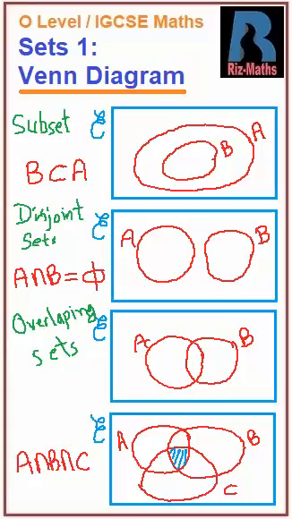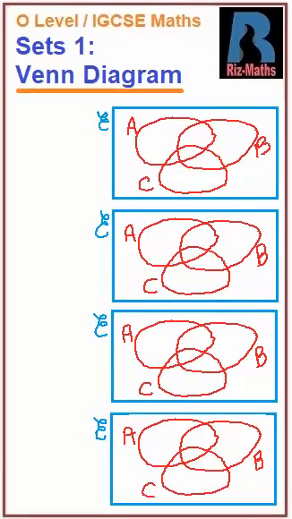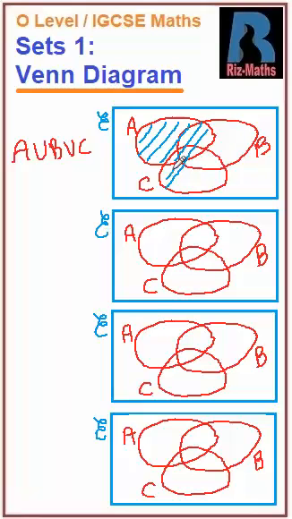Now some more cases of the three-set situations. If it is A union B union C, which means we will shade all three sets A, B, C. So it will be the entire set A, entire set B, and the entire set C. So this shade is showing A union B union C.